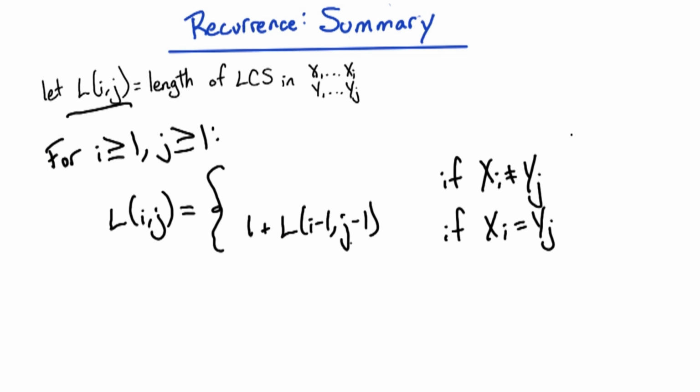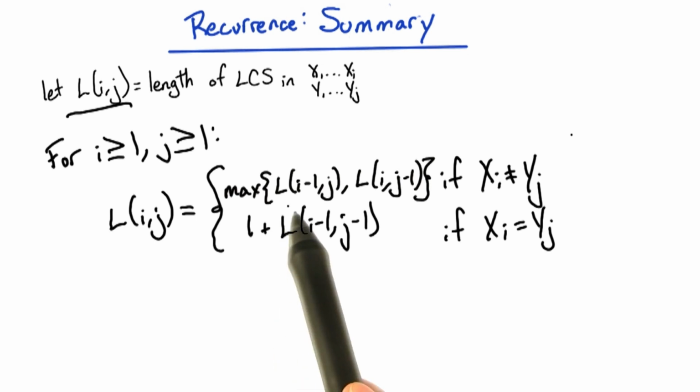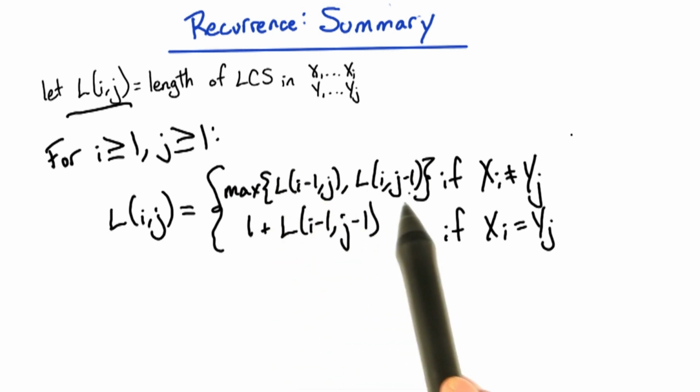Now in the case where they're not equal, we took the best of two scenarios. We either drop the last character from x or we drop the last character from y, and we take the larger of these two solutions. And we also had the base cases where one of the two strings was empty, in which case the length is 0. Finally, now we can state our dynamic programming algorithm, the pseudocode for the algorithm.